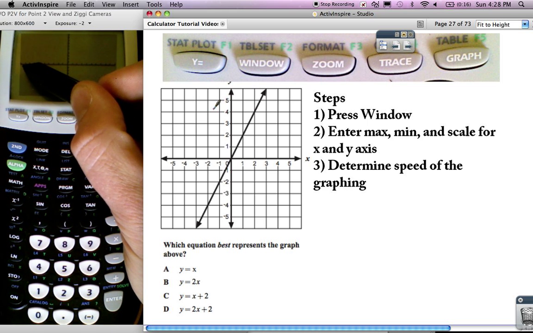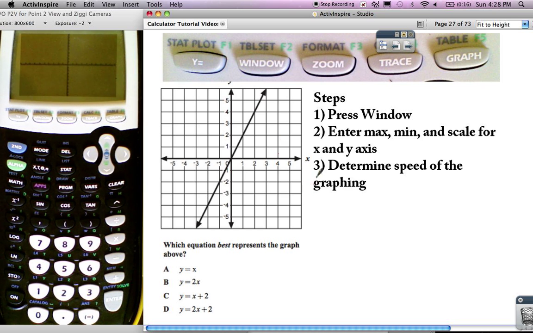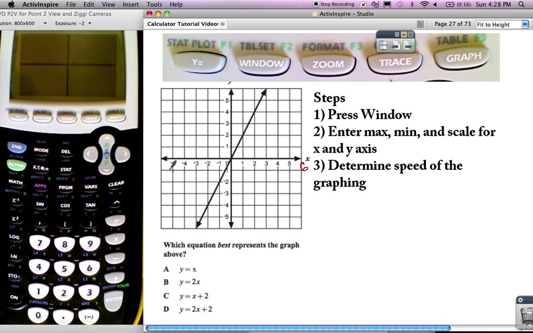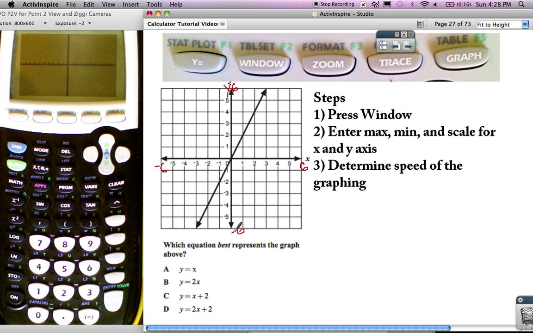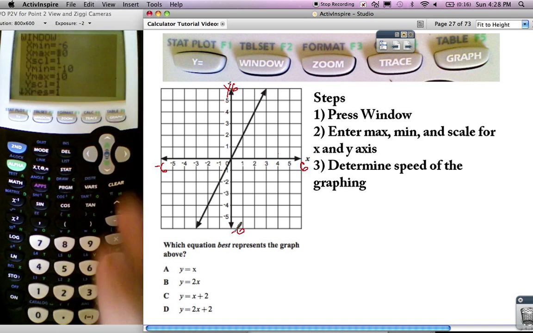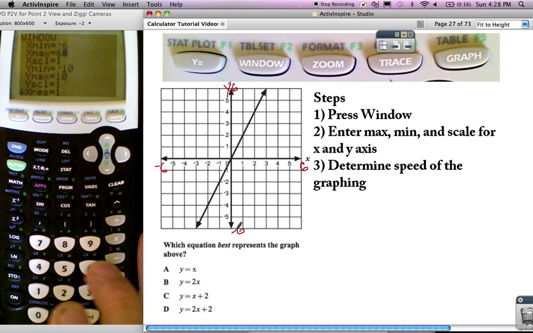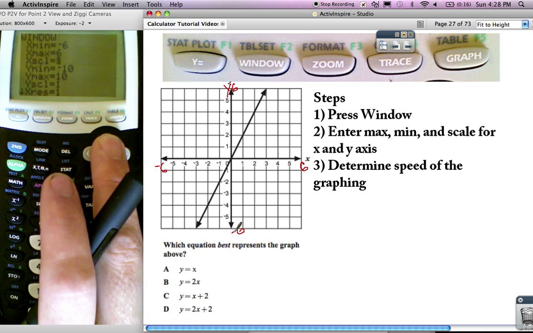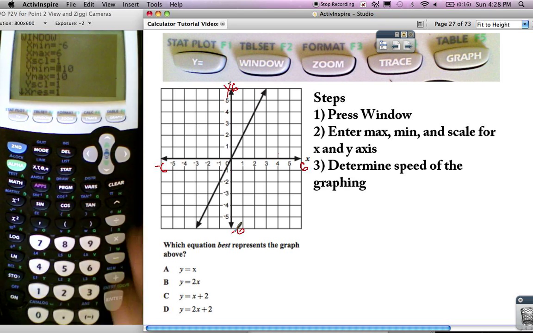negative 10 for x. If we look over here, you'll notice my max for x is 6, and my min for x is negative 6. My max for y is 6, and my min for y is negative 6. So if I want this to match perfectly on my screen, I can go to Window, and then change my x min to negative 6 and my x max to 6. Now this can actually change the scale. Let me show you after I set this up.